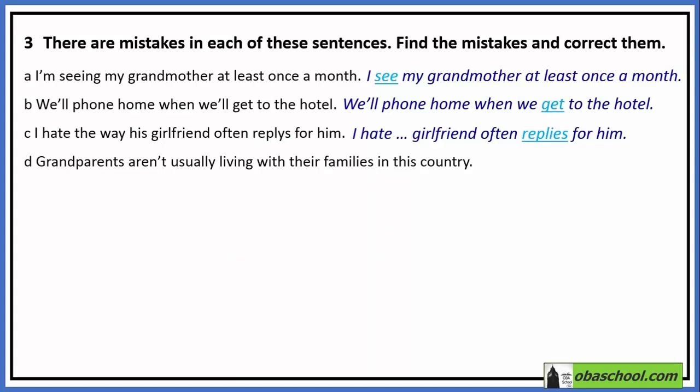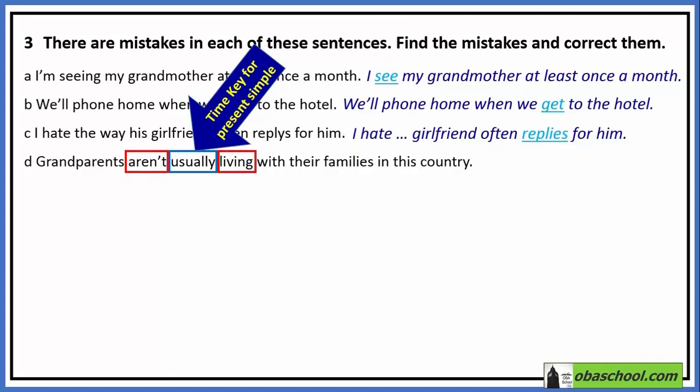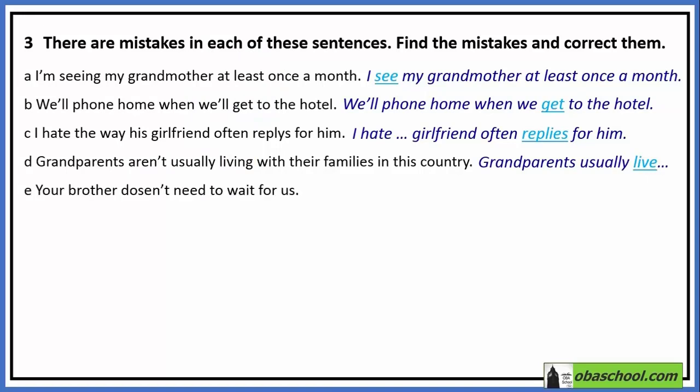Now let's go to D. Grandparents aren't usually living with their families in this country. As we could see, usually here is a time key for present simple tense. And the verb here is aren't living. It's in the present continuous tense. So, we should change it to present simple tense. And because we have grandparents plural, the verb should be in the present simple tense in the base form of the verb. Grandparents usually live.